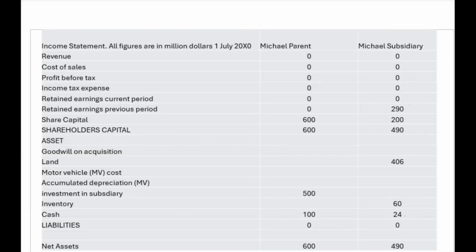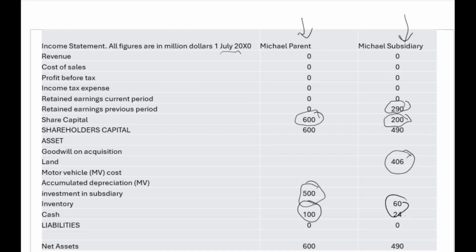So at the date of acquisition, that's on 1st of July 20X0, Michael parent's financial position shows he raised 600 million of share capital, invested 500 million, and the remaining amount is in cash, 100 million. On that date of acquisition, Michael subsidiary, earlier Samuel's business, had 200 million of share capital and 290 million of retained earnings, represented by land of 406 million. There was inventory of 60 million and there was cash of 24 million.